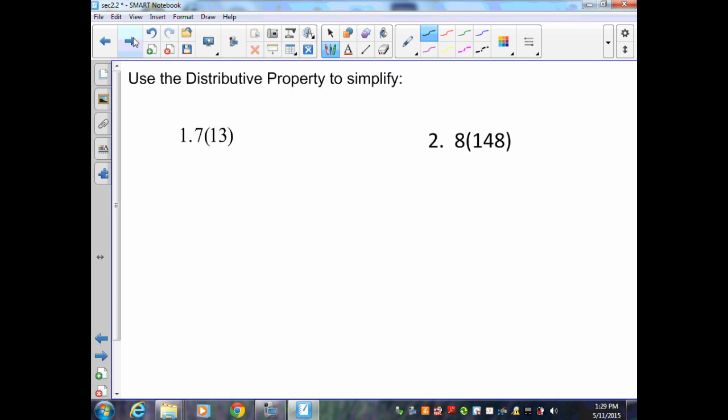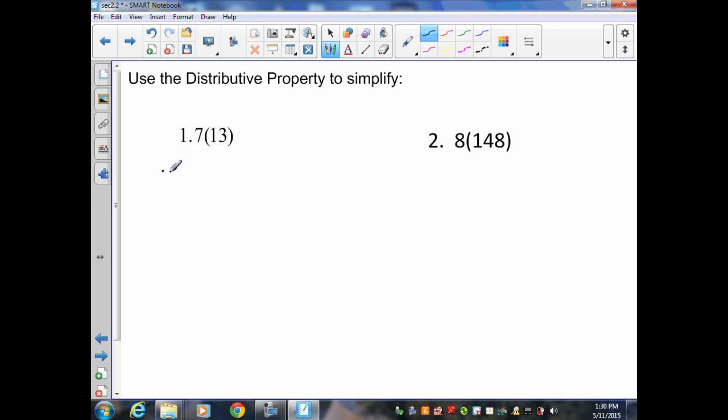Our first example, use the distributive property to simplify. In other words, what I want to do is break this number into two numbers and then multiply each number by 7. A lot of times it's difficult to multiply 7 times a larger number. But if I break this into two numbers that are easy for me, then it's easier for me to find the product of these two values. There's two ways to do this.